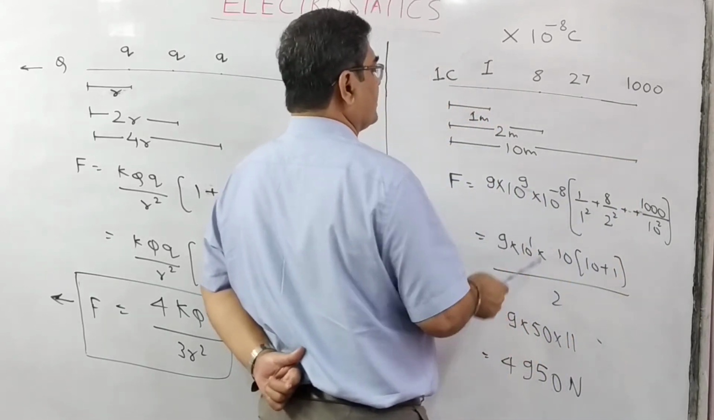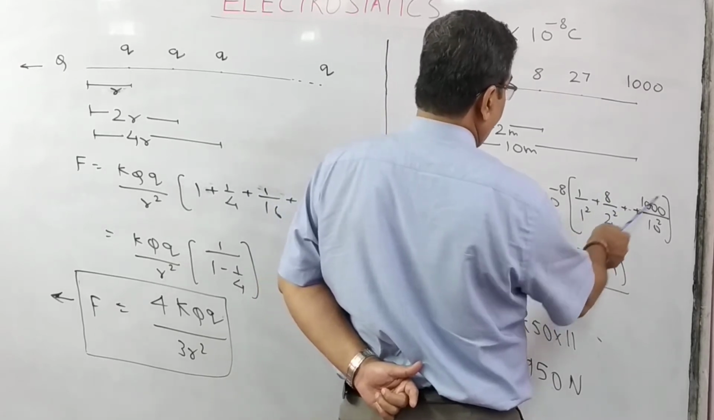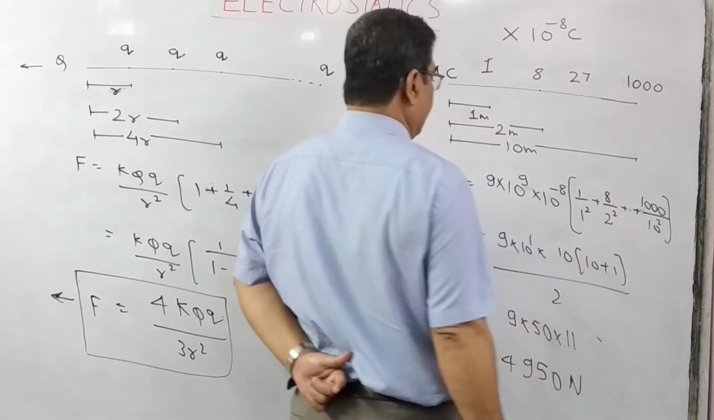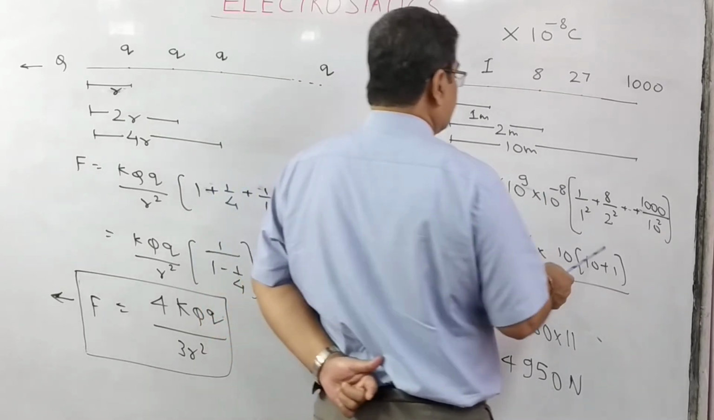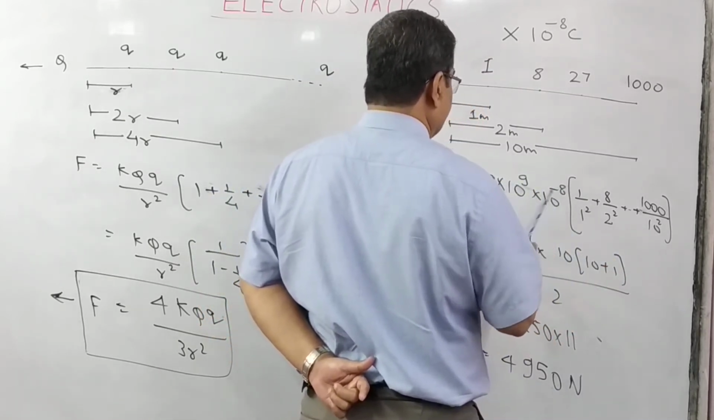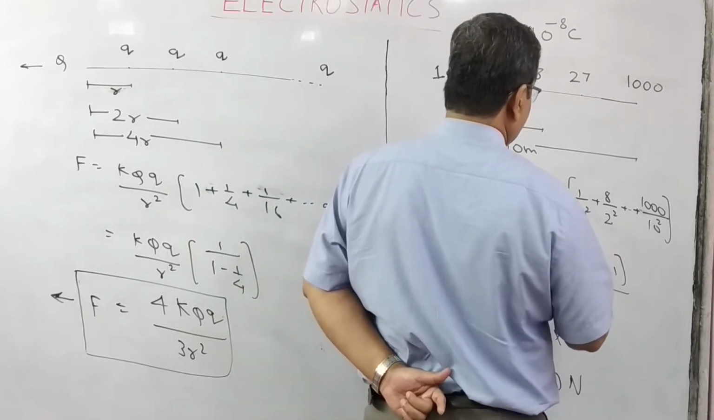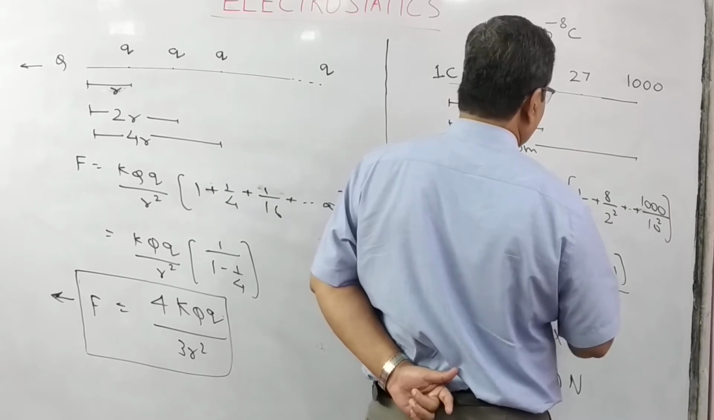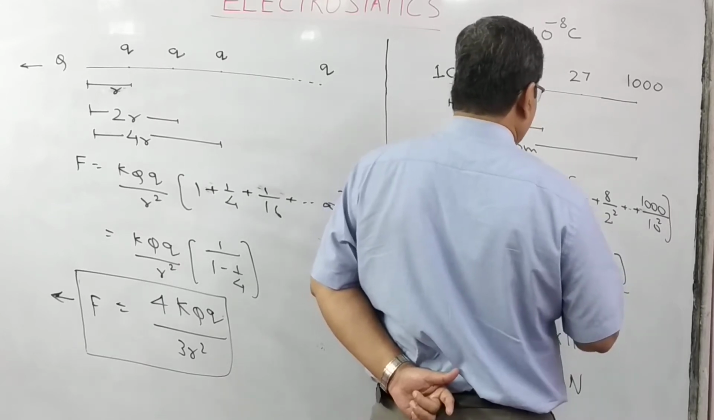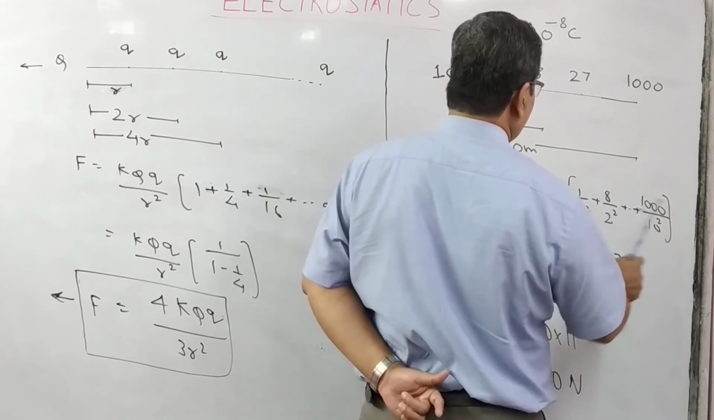If you solve this equation, what are you going to get? 1 plus 2 plus 3, in a very similar way up to 10. So dear students, what are you going to get? This is 9 into 10 power 9 into 10 power minus 8. So this becomes 9 into 10 power 1. Okay, and this will become a series of sigma n from 1 to 10. Okay, what is the summation of the series from 1 to 10? Sigma n is equal to n into n plus 1 upon 2.